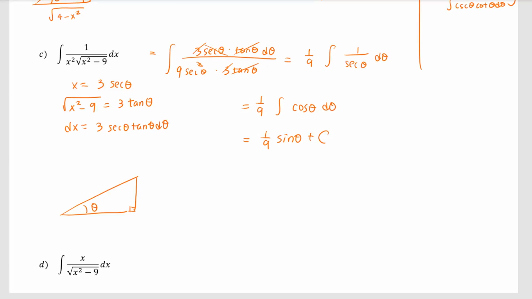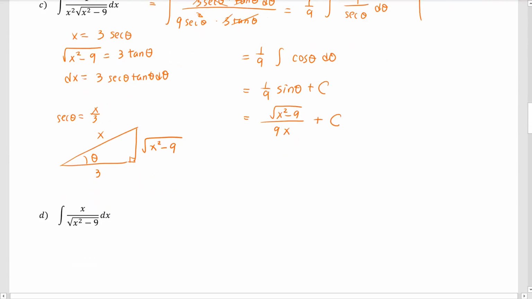Okay, next. Draw the triangle. So, secant theta. Based on the setup, solve for the trig functions. Secant theta is x over 3. What is secant? 1 over cosine, so hypotenuse over adjacent. Then by the Pythagorean theorem, we get this. What is sine? Sine is opposite over hypotenuse, right? So this is our answer. So far, so good, everybody?